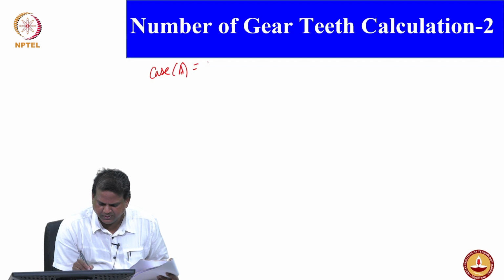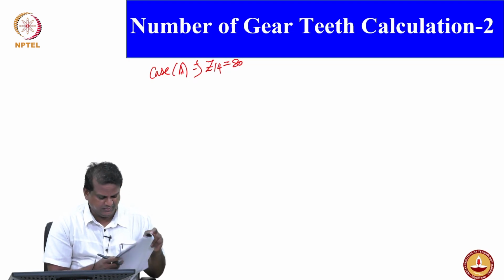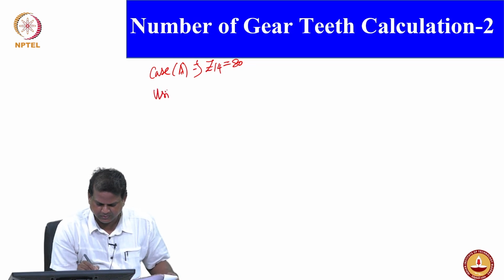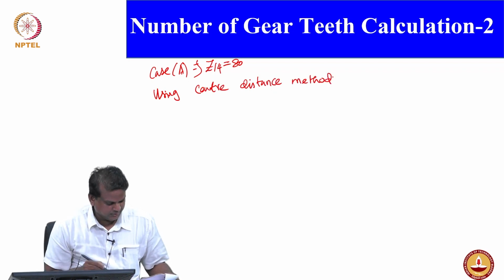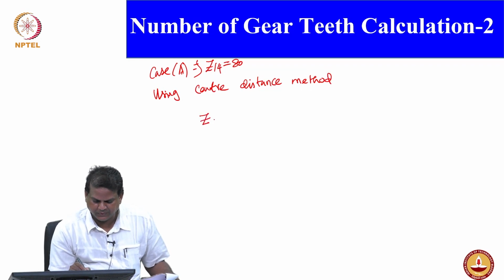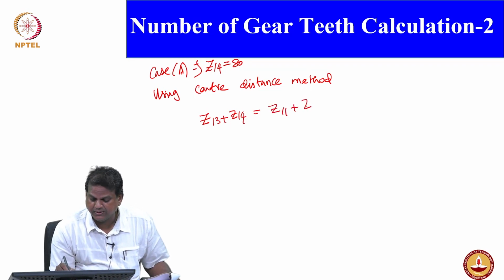Case A, we assumed Z14 as 80. Now what we are going to do is use the center distance method, because the center distance is constant. So you have Z, and you can see that Z13 plus Z14 must be equal to Z11 plus Z12. So this equation you can have as equation 1.